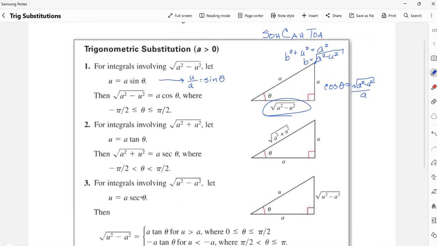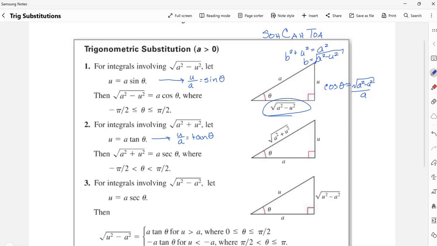And the same thing's going to be true with the other ones. If we have something that's in the form of square root of a squared plus u squared, we could use the tangent function. So this is equivalent to saying u over a is equal to the tangent of theta. Tangent is opposite over adjacent. So if this is my theta for my right triangle, my opposite is u. My adjacent is a. I'm not sure if I said hypotenuse earlier. I meant opposite over adjacent. So then to find this side, Pythagorean theorem would give us the square root of a squared plus u squared.